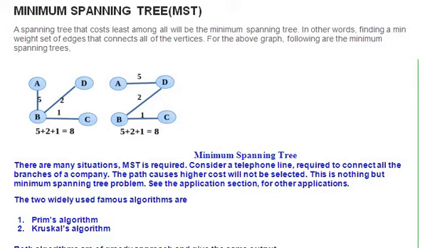So where do we use minimum spanning tree? Consider a telephone line that is required to connect all the branches of a company, and the path that causes higher cost will not be selected. So we have 2 algorithms, Prim's and Kruskal's algorithm, and both are used to find the shortest path. In shortest path algorithms, we use the term greedy approach.